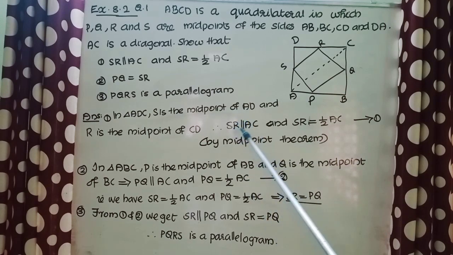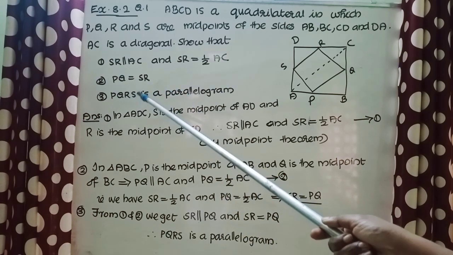Here we have written SR parallel to AC and SR equal to half AC. Here we have written PQ parallel to AC and PQ equal to half AC. So SR is half of AC, PQ also half of AC. So we can conclude PQ equal to SR.